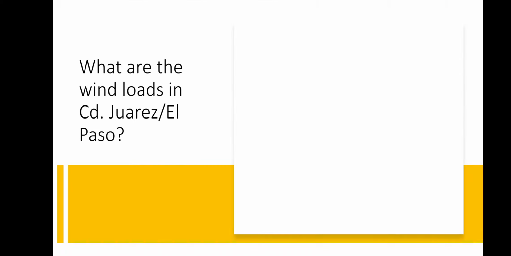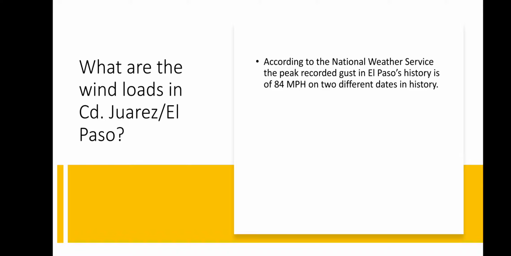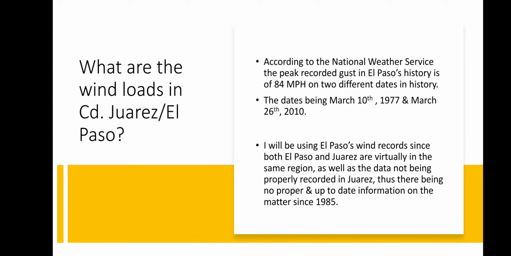But first off, what are the wind loads in Ciudad Juárez, El Paso? According to the National Weather Service, the peak recorded gust in El Paso's history is 84 miles per hour on two different dates in history. The dates being March 10th, 1977 and March 26th, 2010.